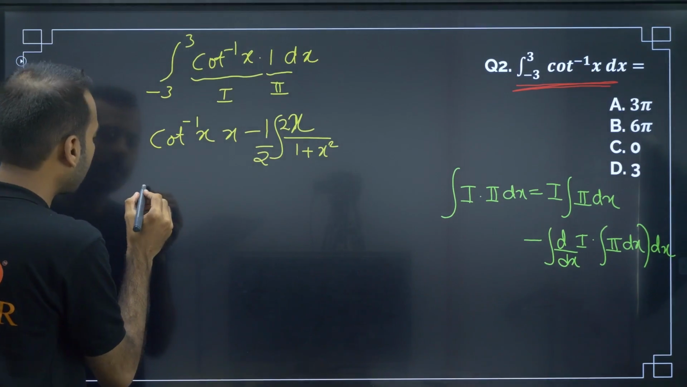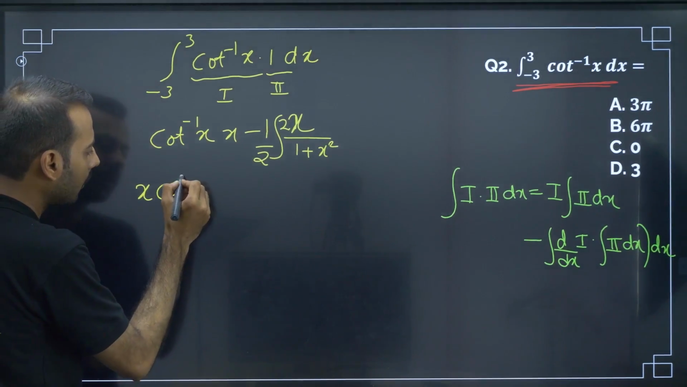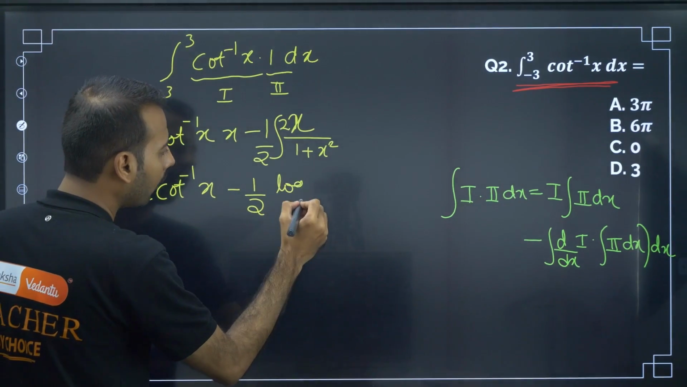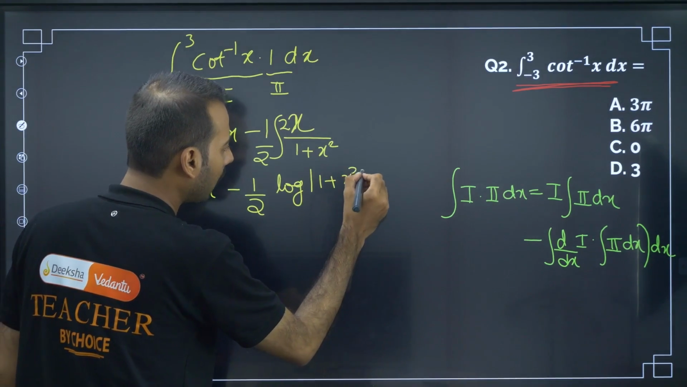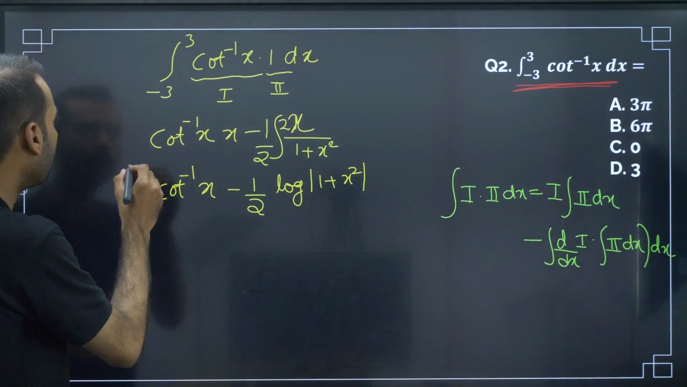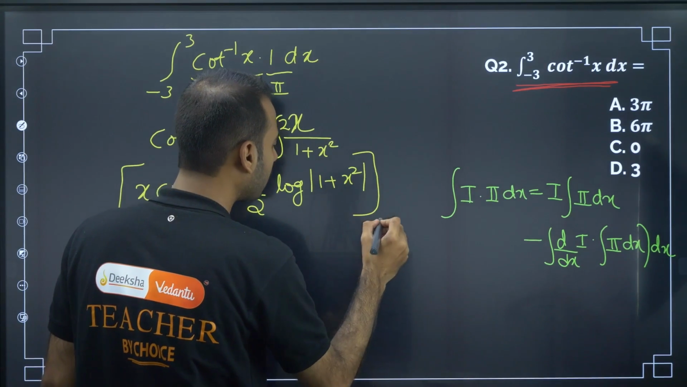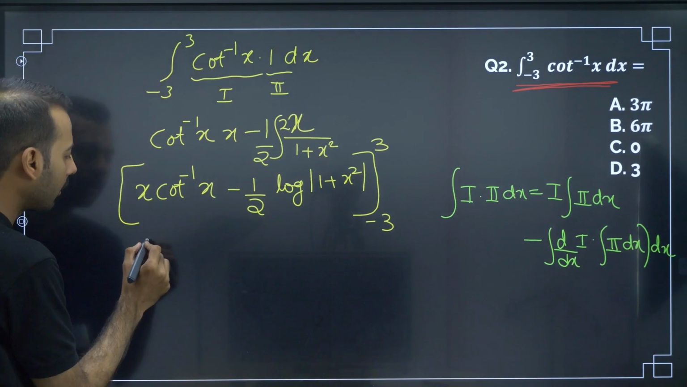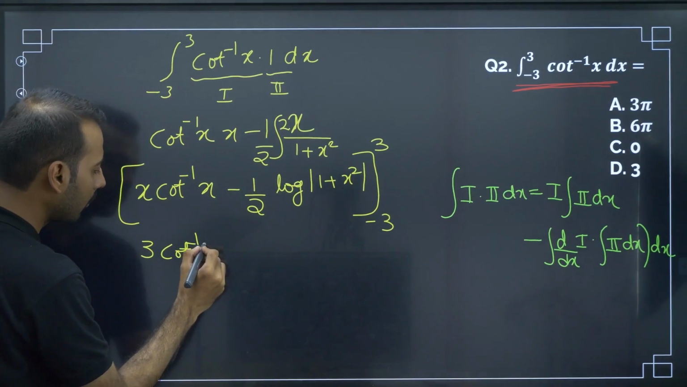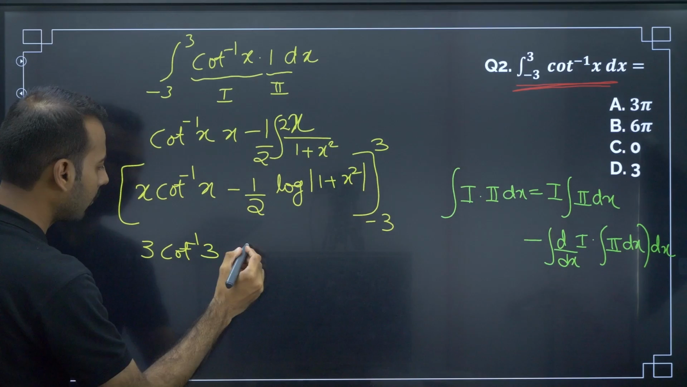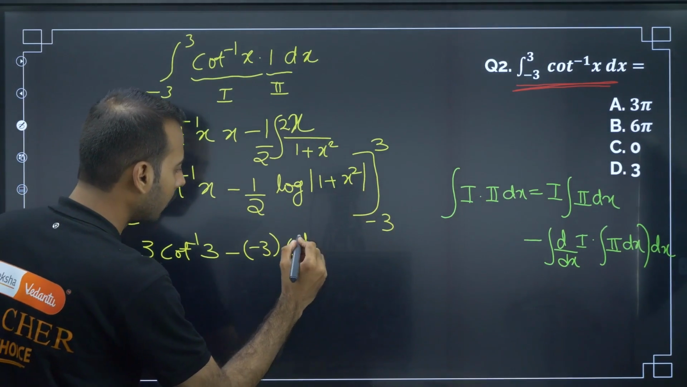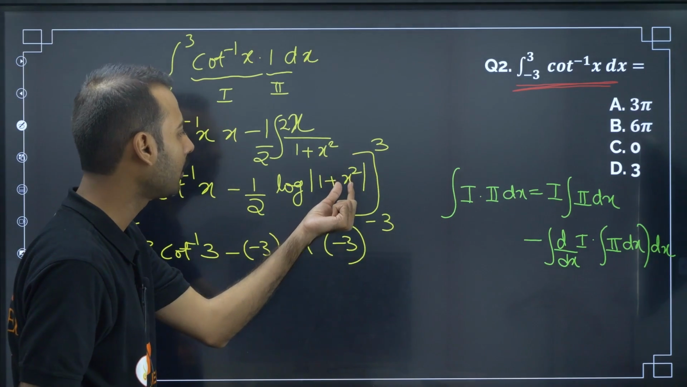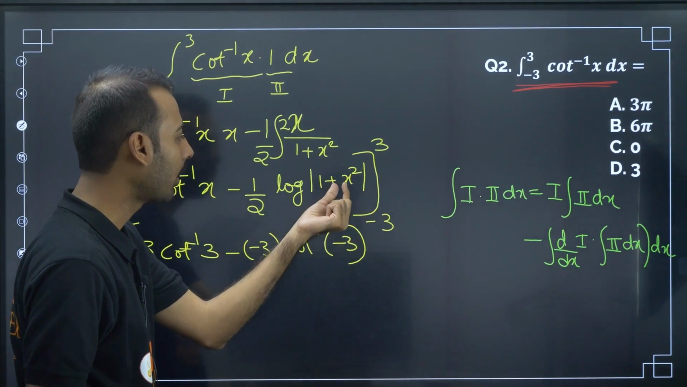Now x cot inverse x minus 1 by 2 log of 1 plus x square, from this integration is from minus 3 to 3. Now if I place upper limit, 3 cot inverse 3 minus 3 cot inverse of minus 3, minus 1 by 2. If I place 3 here, this is log 10, and then if I place minus 3, it is log 10.